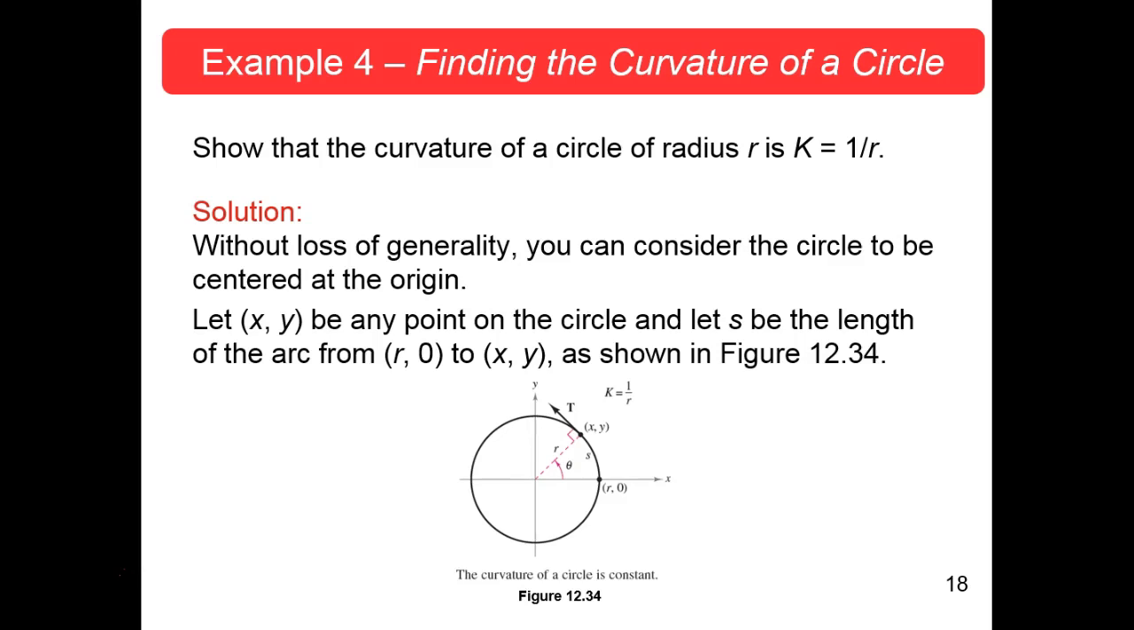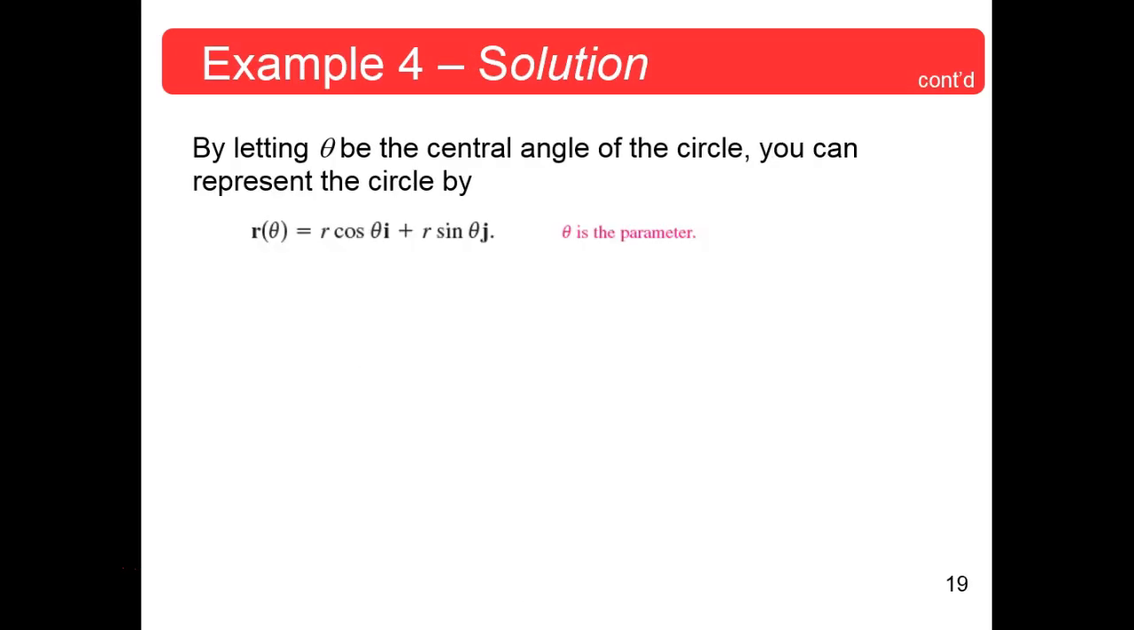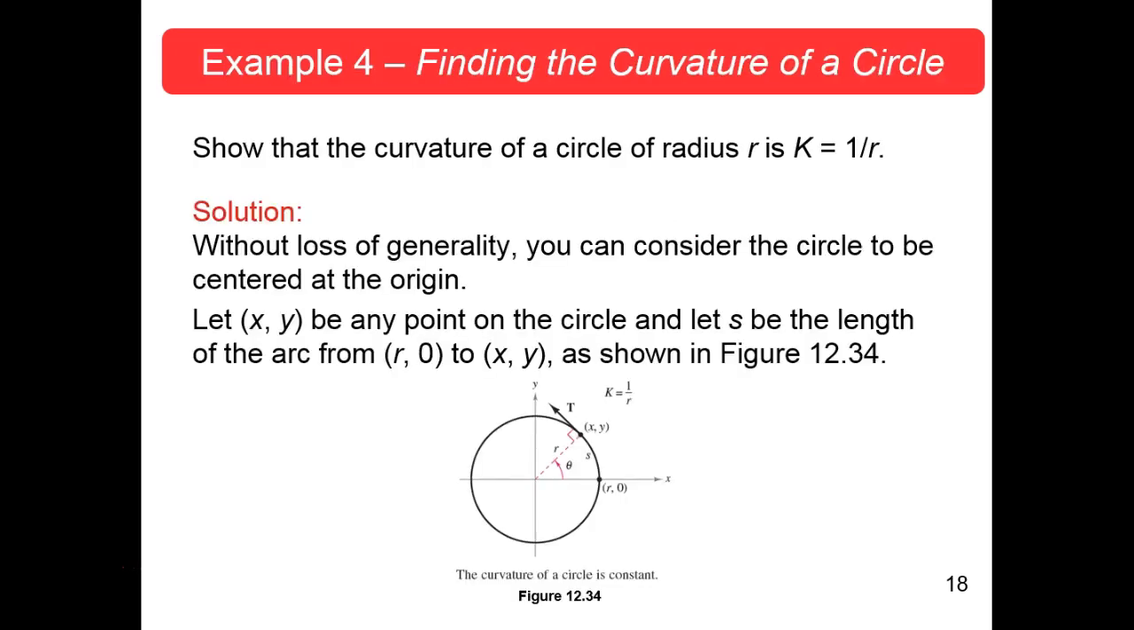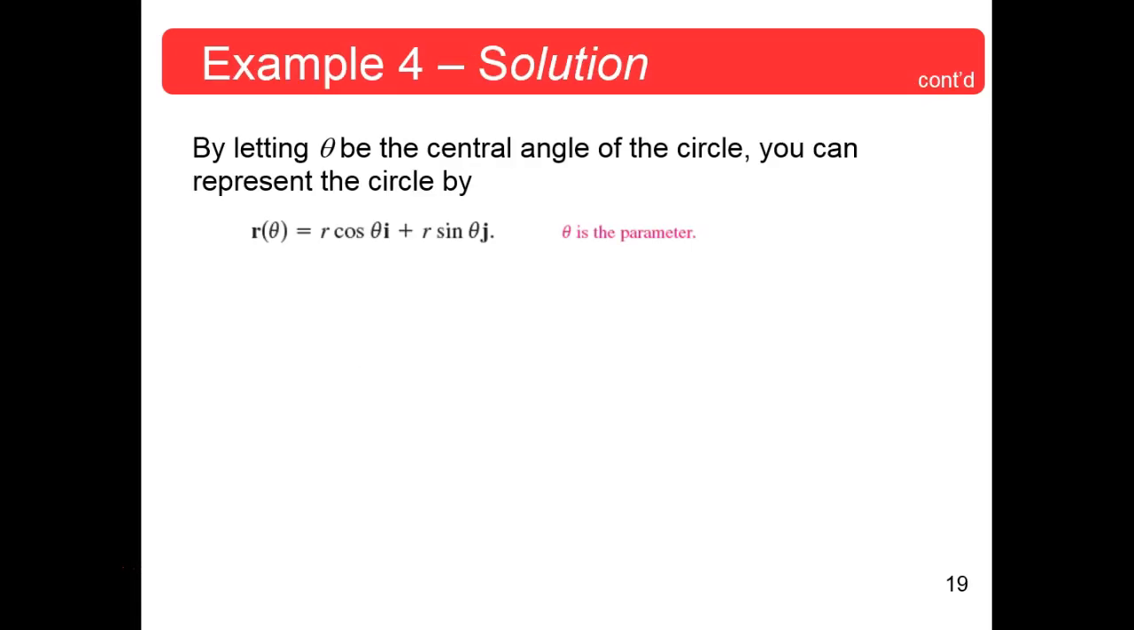And this, if it's centered at the origin, that length is always r. Equal distance from the center to any point on the circle. By letting theta be the central angle of the circle, which it shows there, then you can represent the circle by r. This is what I was sort of puzzling at before.